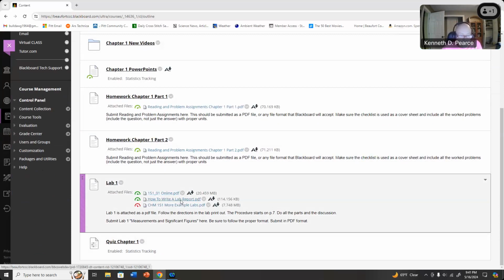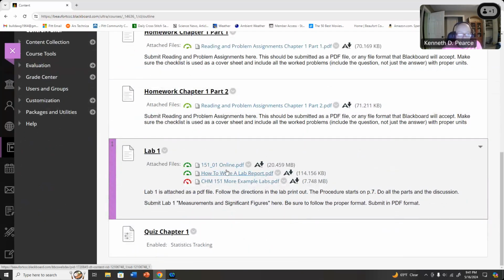Let me zoom in a little bit here. It has the lab itself as a printout, and it says 151 underlined 01. That means it's for Chem 151, and it's lab number 1. And then there's how to write a lab report, which is helpful to read ahead of time, but it's okay, I'm going to show you how to do this. And we have some examples of good labs below it.